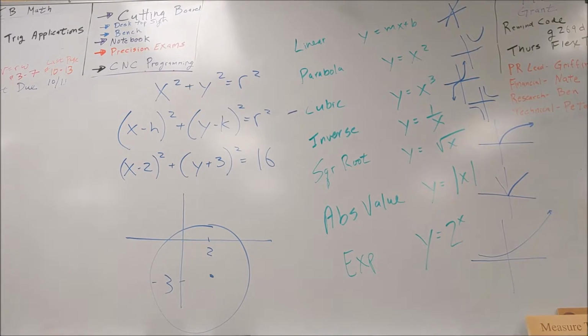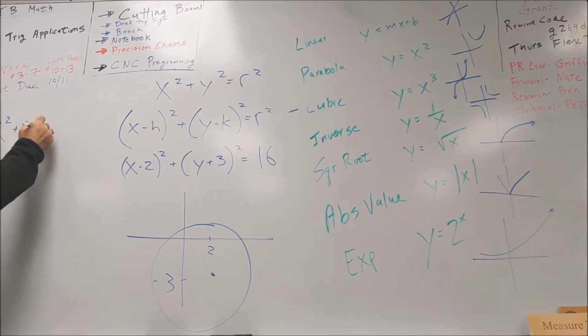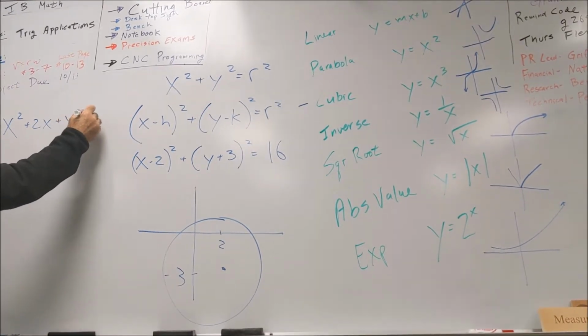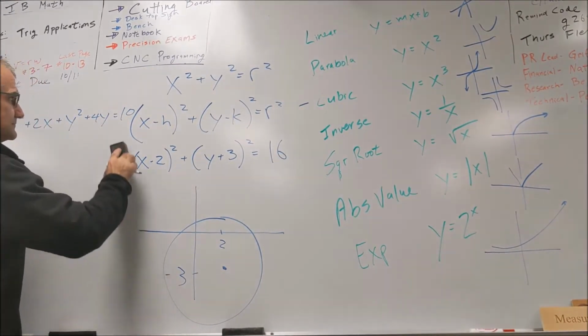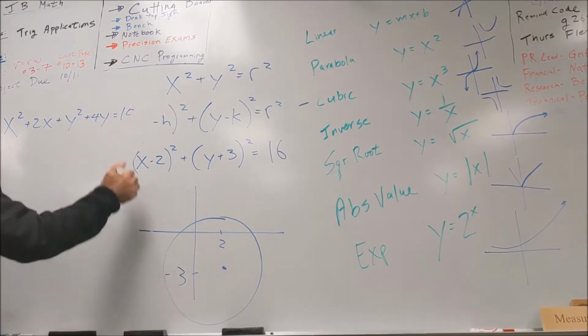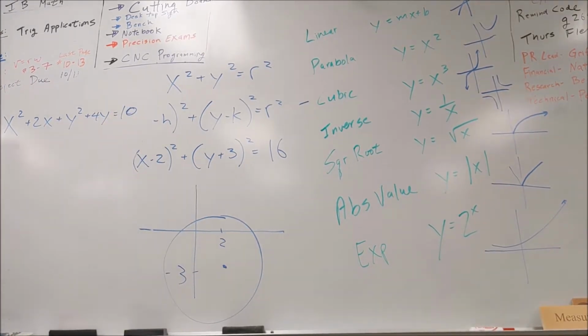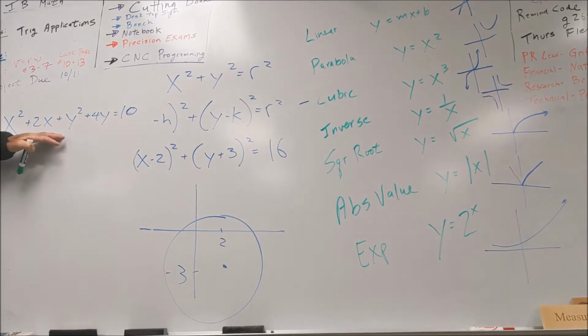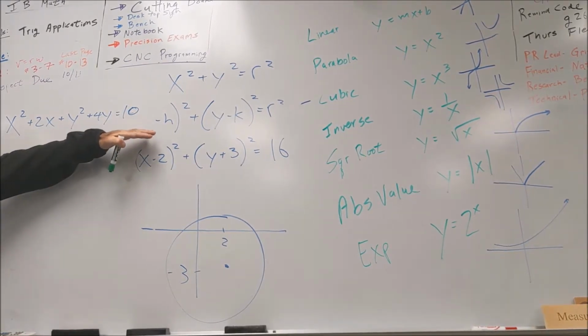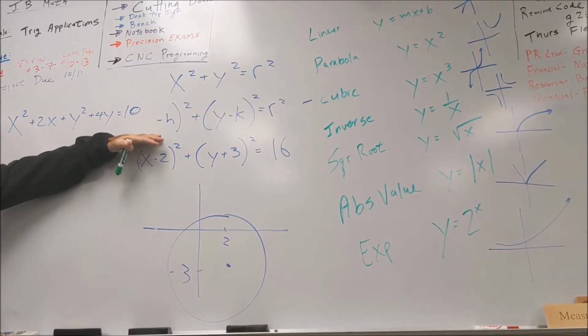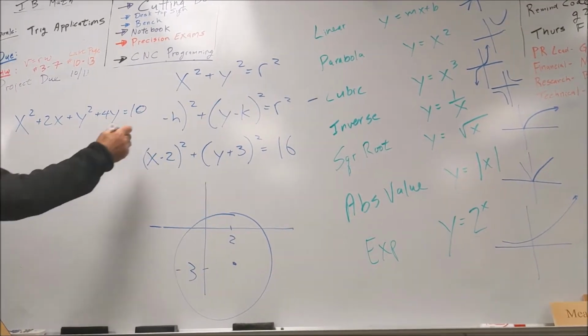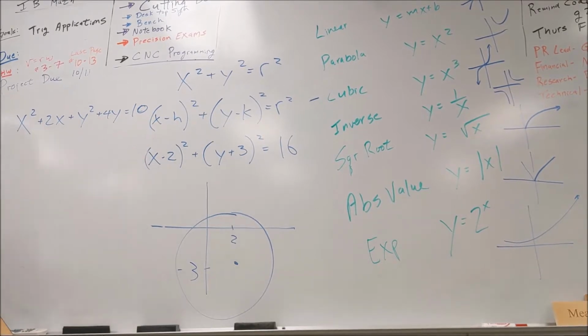And then additionally, if I had x squared plus 2x plus y squared plus 4y equals 10, I should be able to convert this equation, in x squared and y squared, into the vertex formula for graphing that circle. Very similar to the way we did with the parabola.